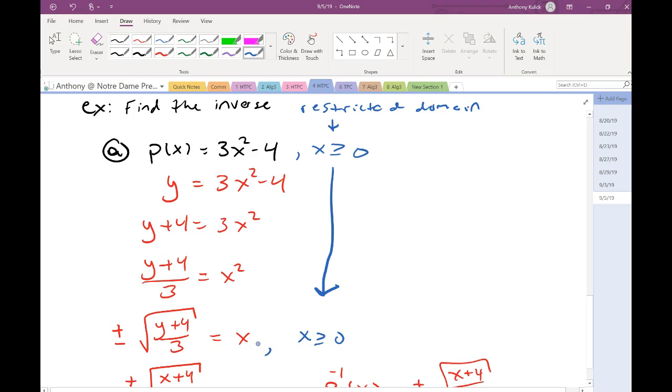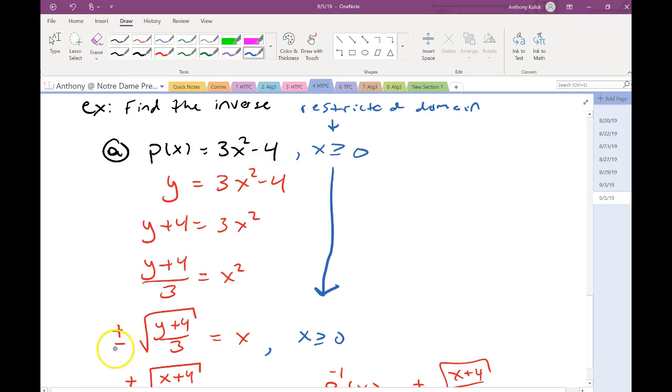If x has to be greater than or equal to 0, then x can't equal plus or minus the square root of something, right? Because what kind of number comes out of a square root? A non-negative, right? You always have to be positive or 0. You can't take the square root and get a negative number, correct?